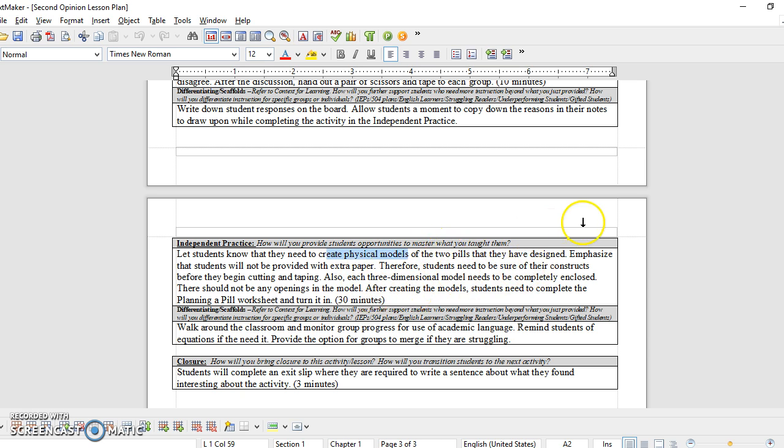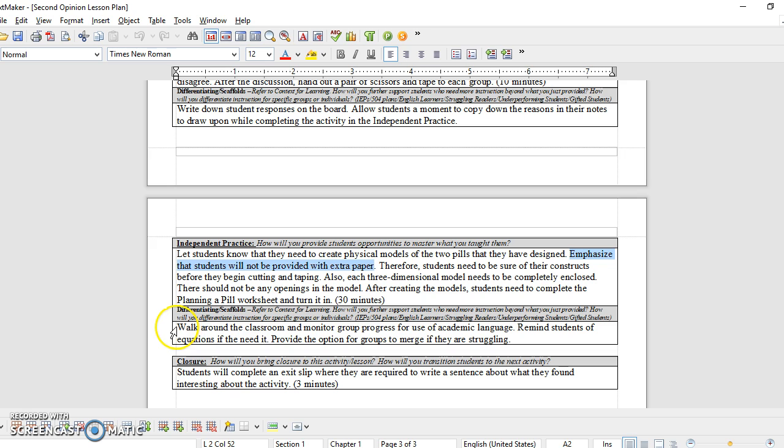One of the things that I really want to stress with students is that they need to be very careful in their planning, because right here you see students are not going to be provided with extra paper. So if they mess up, then they have a problem, and they're going to have to deal with how they fix what they messed up. So they might have to use tape in ways that they do not want to.